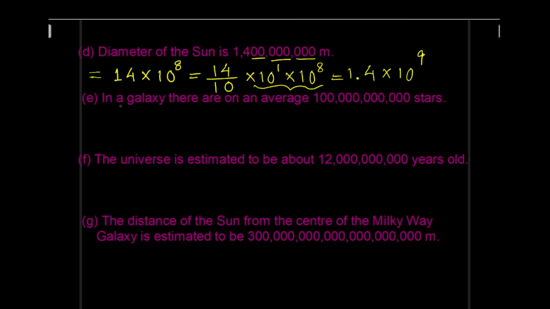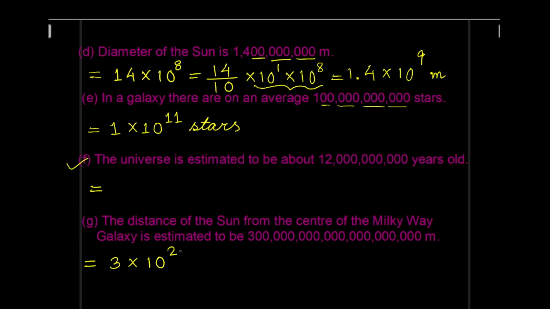Come to question number E. In a galaxy there are on average these stars. Okay, so you have to convert. It is also very simple. How can we write 1 into how many zeros? 6, 9, 11. 10 to the power 11. Here also you have to write the unit, and this many stars. Okay, next question number F, you just try yourself. Okay, come to question number G. The distance of the sun from the center of the Milky Way galaxy is estimated to be this. Okay, so after 3, how many zeros are there? 20 zeros, 10 to the power 20 meter. Okay, it is very simple.